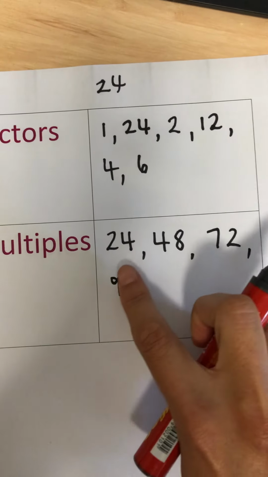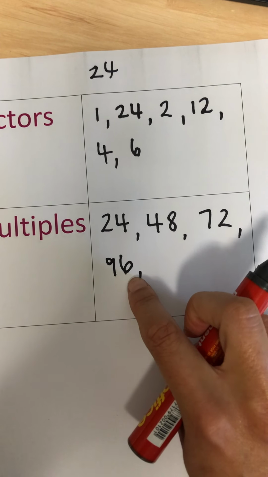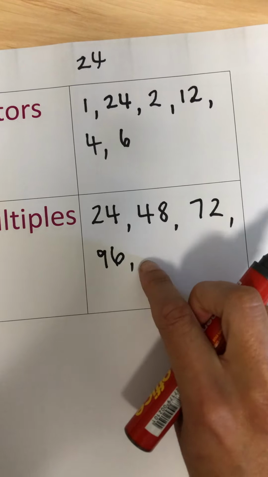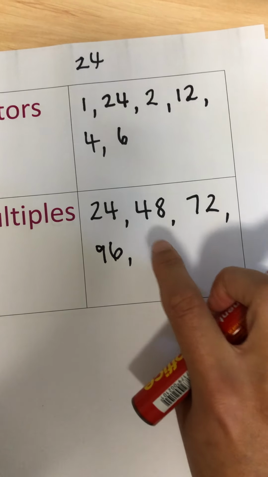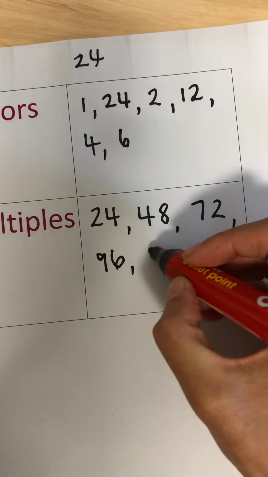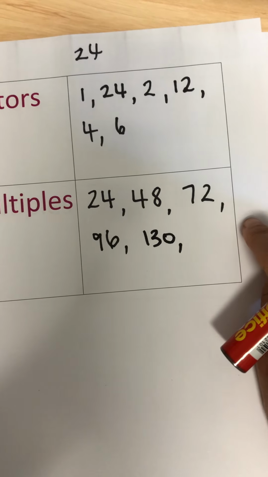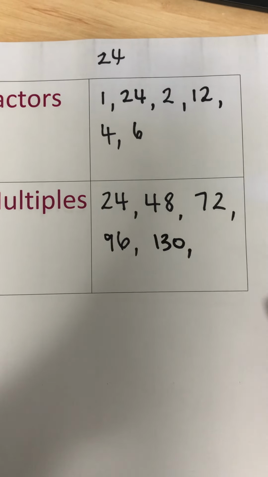Next I need to add 24 again, and this time it's going to jump over 100, so you need to be careful with your working out. So I'm going to go 96, 106, 116, 126, and then I add the extra 4, so that takes me to 130. That's my 5th multiple. Now I'm going to find a 6th multiple.